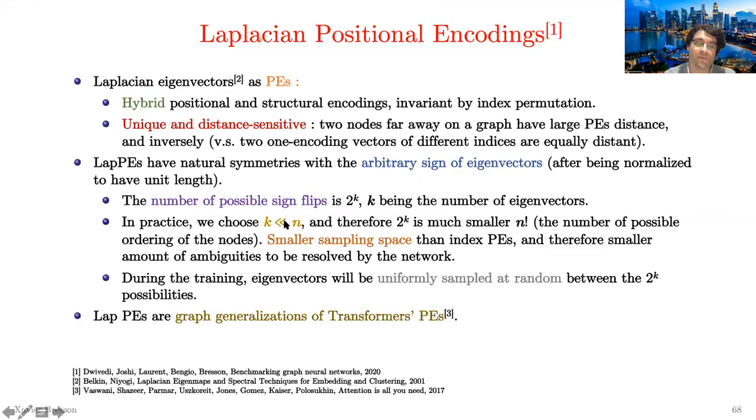Of course, k is much smaller than the size of your graph, so you have less sampling to do, less ambiguity for the network to learn, but still, this can be a limitation.